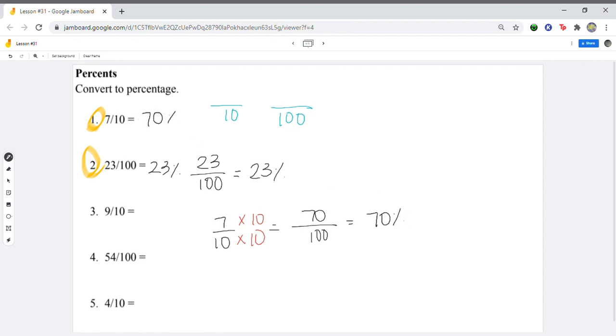Something to remember is that this only happens with over 100. Over 10, all you have to do is multiply the numerator by 10 and you'll get your answer. So we have 7, we multiply by 10 and we get 70, which will become your percentage. So over 10 is also easy because all you have to do is multiply the numerator by 10.